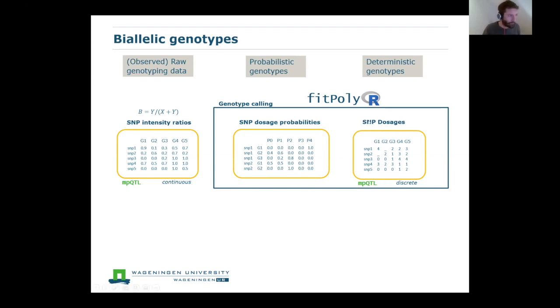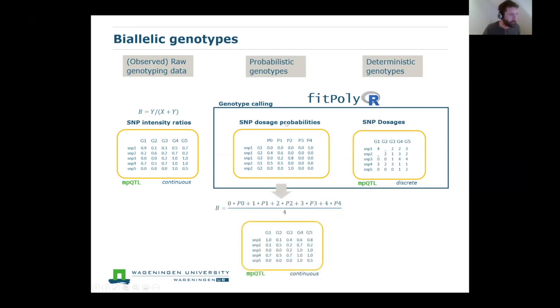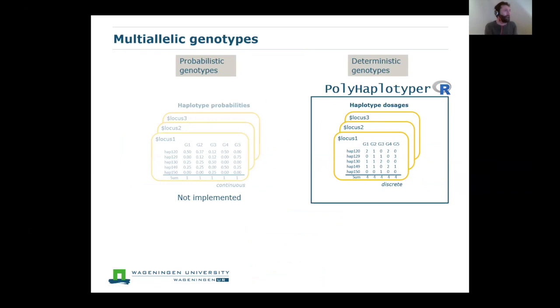So another possibility is to use directly the SNP dosage probabilities and transform them back to something continuous, like this table here below. That's pretty similar to the previous one, to the SNP array intensity, but there is more information there. So it's in fact probabilistic genotypes, but still a biallelic one.